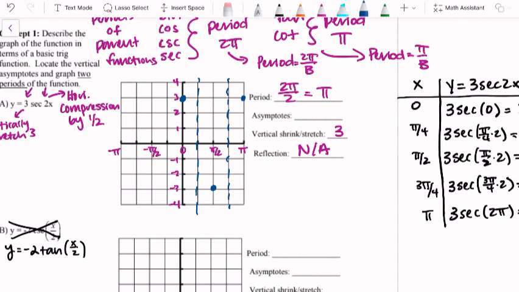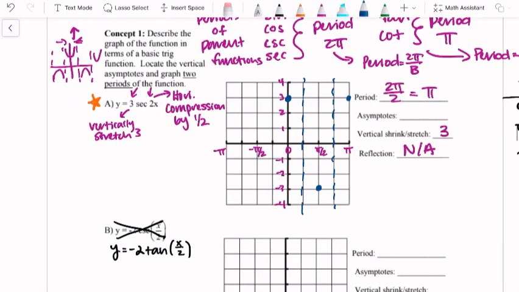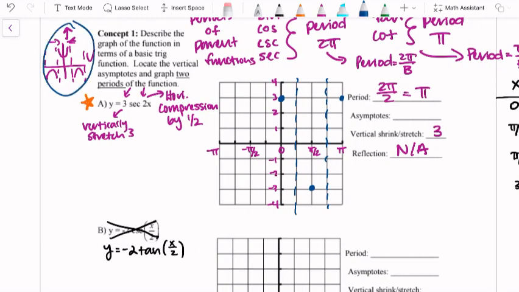I don't know about you, but I'm feeling a little anticlimactic, right? Because I have all of these values and there's nothing I can really connect. I have these points and then these vertical asymptotes. I know I can't cross my vertical asymptotes, so we should know what this graph is going to look like. It's going to look something like this.